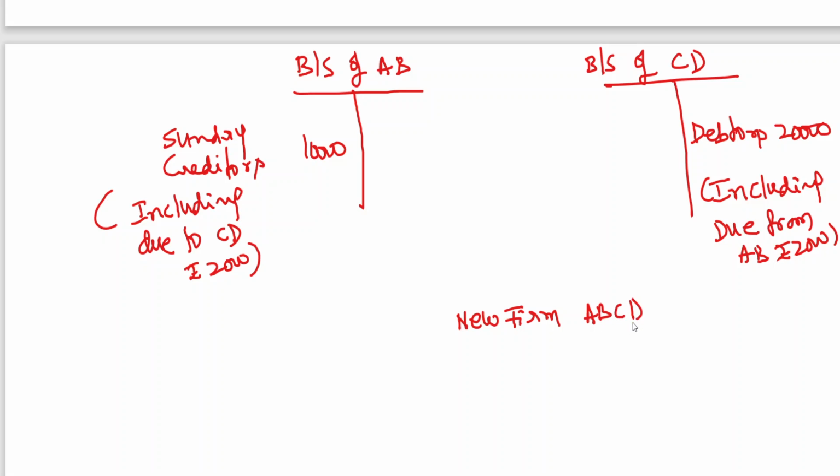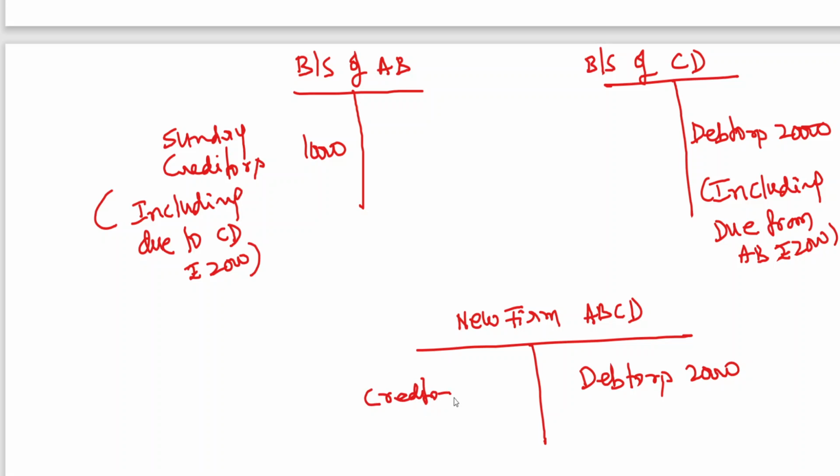is ABCD. Then what happened? Debtors 20,000, creditors 10,000. Then what happened here? Now creditors include 2,000 rupees to CD, and debtors include 2,000 from AB. Now since both of them have become one, why should I give to you? Why should you give to us? Now we both have become common friends, so we can eliminate. That is what is called elimination.